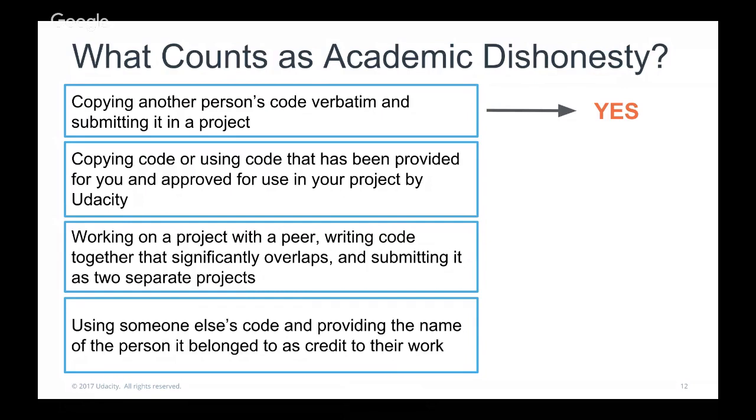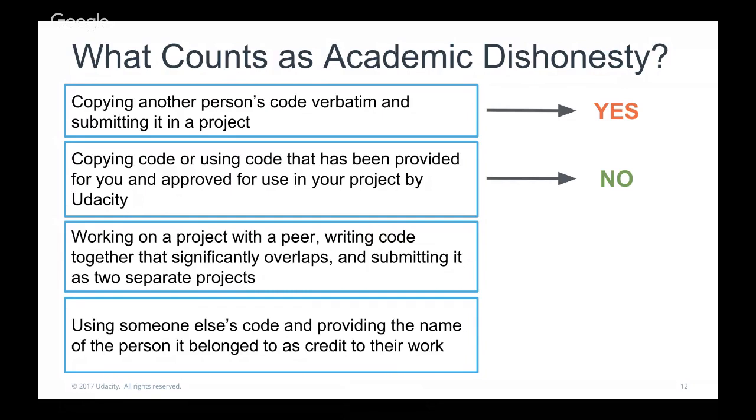So the next example is copying code or using code that has been provided for you and approved for use in your project by Udacity. So the answer to this is no. There will be times where Udacity provides you with code that you are expressly authorized to use in your project. This will be very clearly communicated in the project guidelines, and you should still plan on referencing where you got the code properly, even when given permission to use it. So if you are told that you can use code that Udacity gives you, then yes, you can use that, and no, it does not count as academic dishonesty.